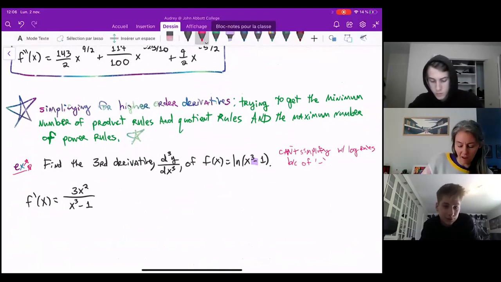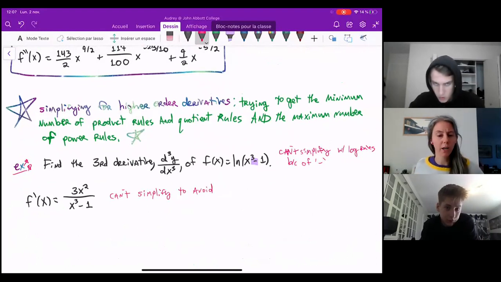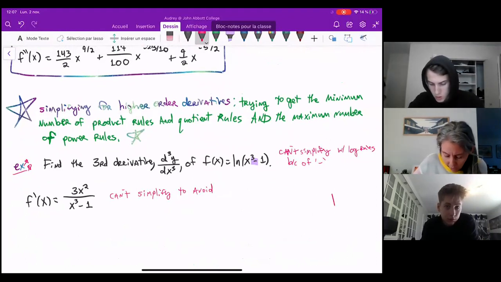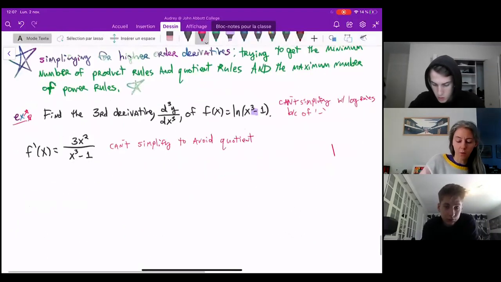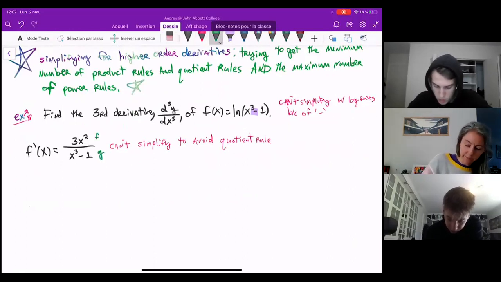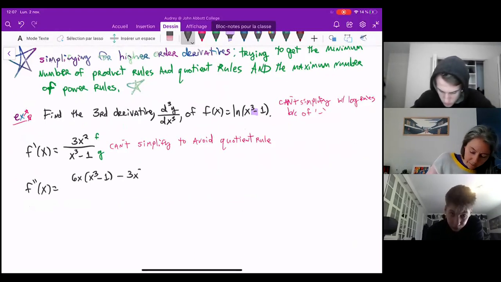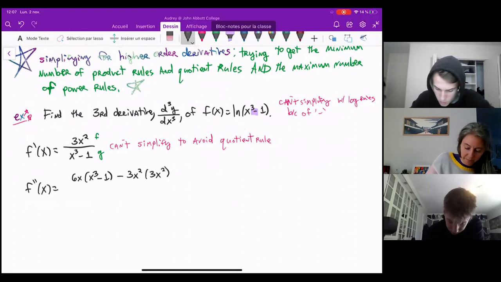So the answer here is I really can't simplify this. I could turn the quotient rule into a product rule where part of it had a chain rule, but that's just going to make our lives even more challenging. So we can't simplify to avoid our quotient rule. So we're just going to immediately take the derivative again and do that quotient rule, where that's my f, and that's my g. So f double prime of x is the derivative of the top, which is 6x, times the bottom, minus the top, times the derivative of the bottom, divided by the bottom squared.